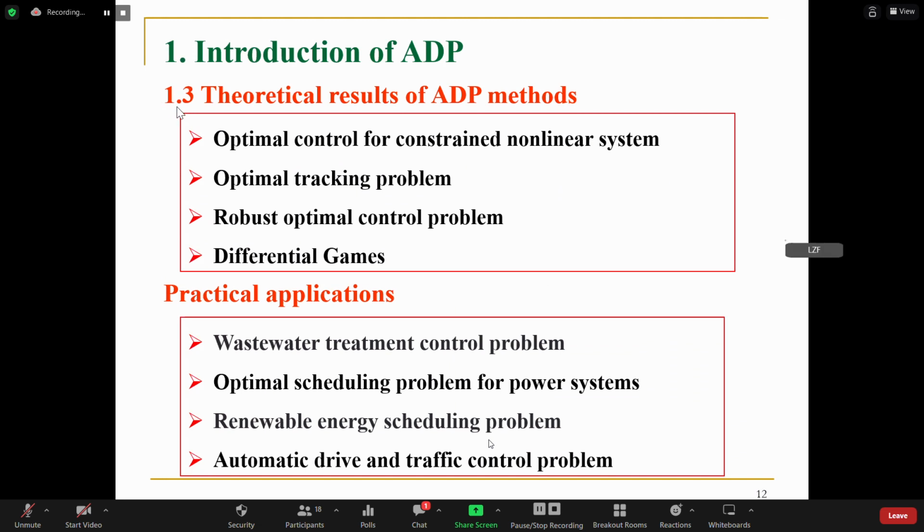Researchers about ADP have achieved abundant theoretical results. It can be used in different fields. For example, the optimal control for constrained nonlinear system, the optimal tracking problem, the robust optimal control problem, and the differential games. Now, the research about ADP is on the way to practical applications. Let's think about the question: what can we do with ADP method?